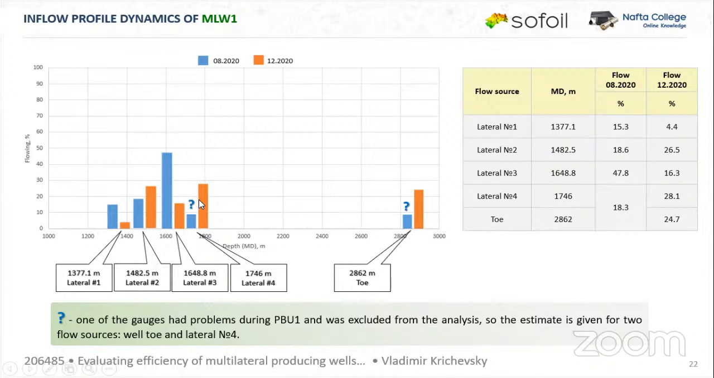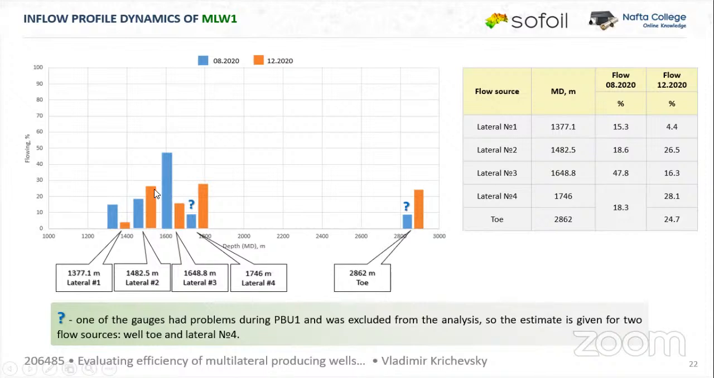So based on the results of calculating pressure losses on the example of a multilateral well, the following conclusions can be drawn. The main contribution to the inflow at the beginning of production was provided by lateral number 3, about 50%. The main contribution to the inflow at the end of the research was provided by the well toe and lateral number 4, about 50% too. The losses of the working length recorded by the PTA during production occurred most likely in lateral 1 and number 3.